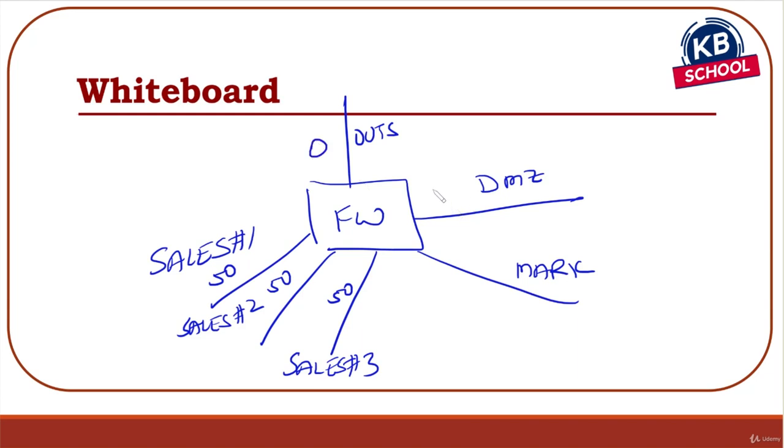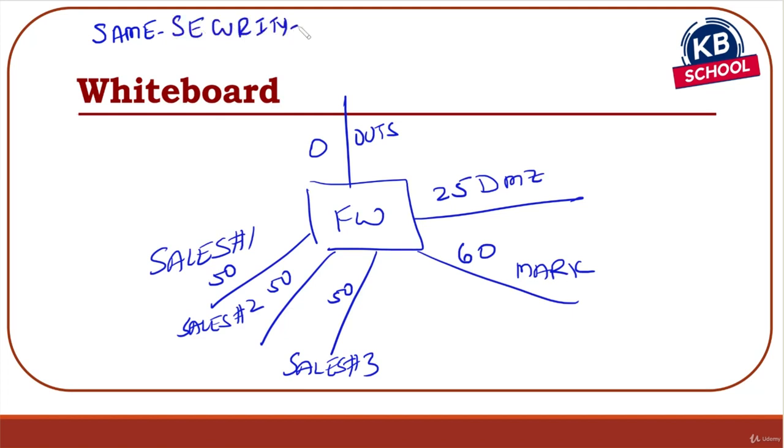Let's put this as 25 so that sales can go to the DMZ. It's higher than that. And marketing, let's put it as 60, just as an example. So these 3 at 50, I don't want any firewalling done between them. I want them to talk to each other normally. So one of the things that I can also do is use this command called the same-security-traffic command.